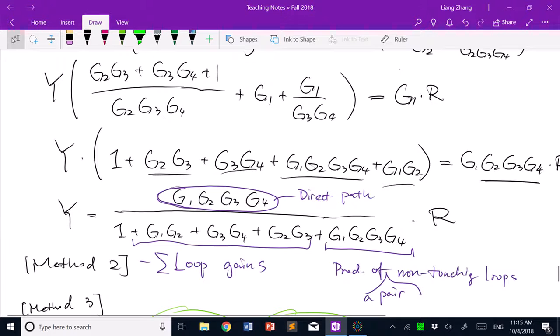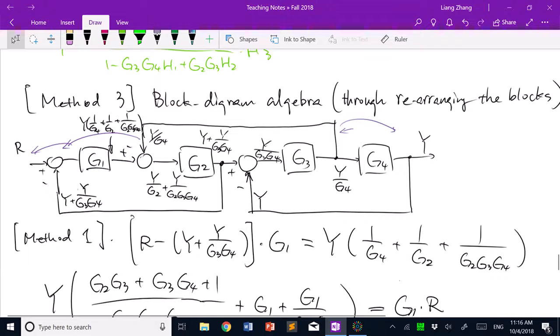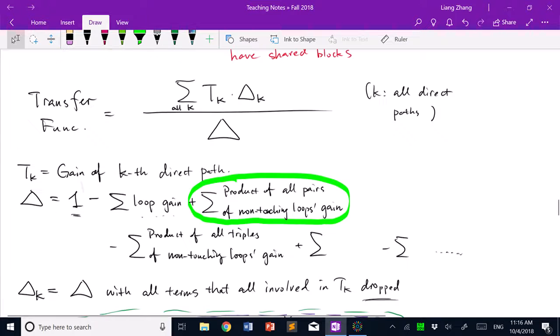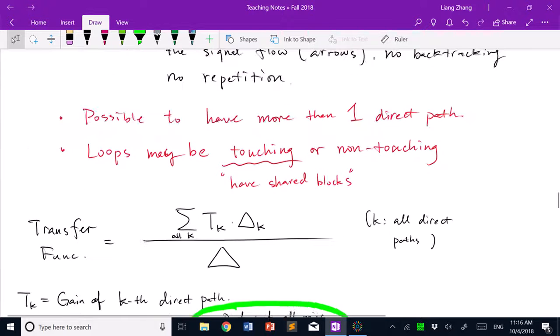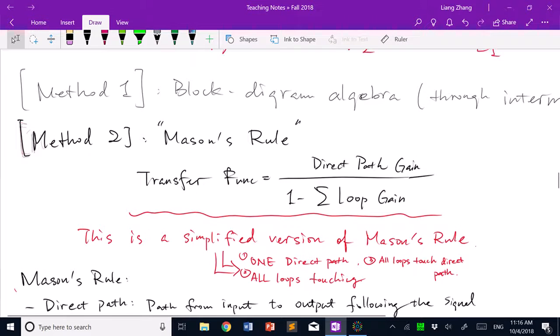So these are the three methods that you can utilize. But as I mentioned, Mason's rule is apparently the easiest way, requiring the least work. The key thing is you must be able to identify all the direct paths, calculate the gains directly, identify all the loops, and figure out which pairs, triples, or quadruples of them are touching or non-touching, so that you can calculate the transfer function correctly using the general form of Mason's rule above.